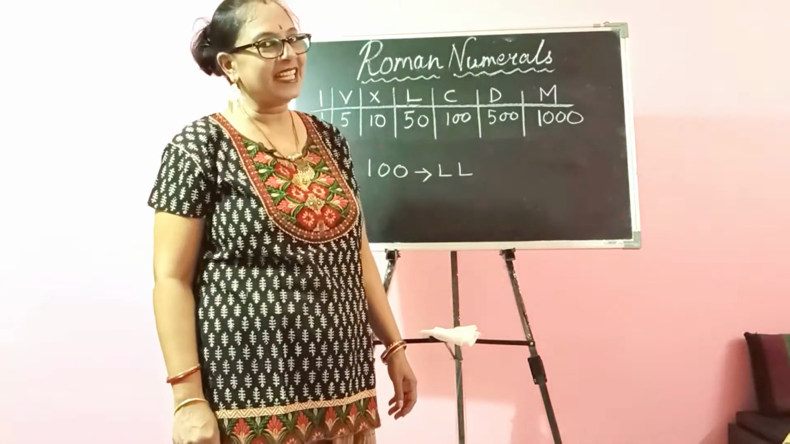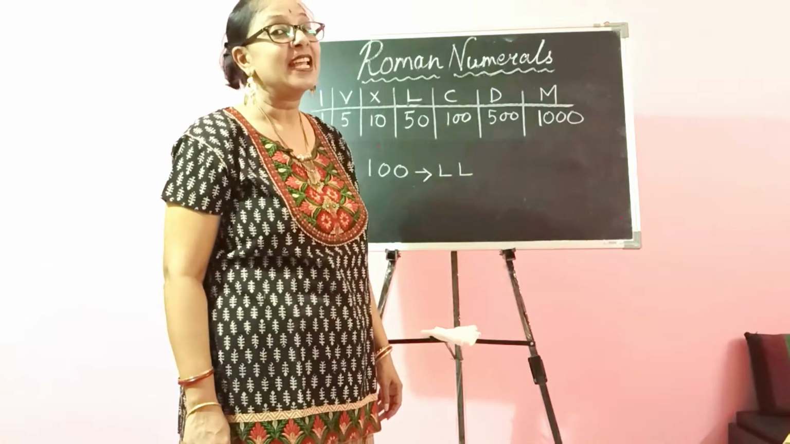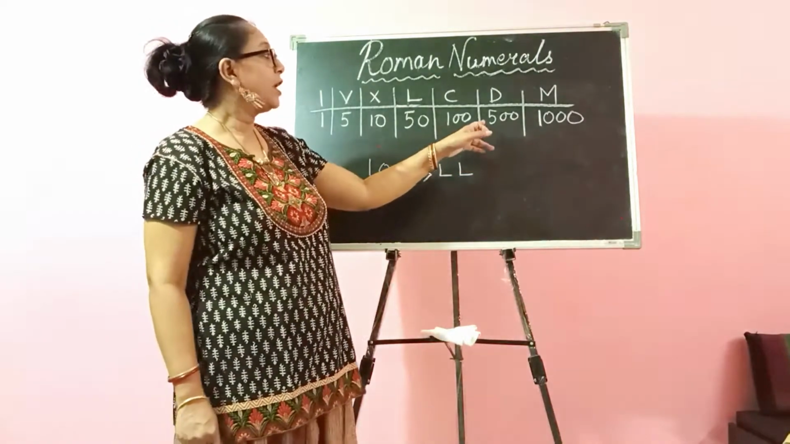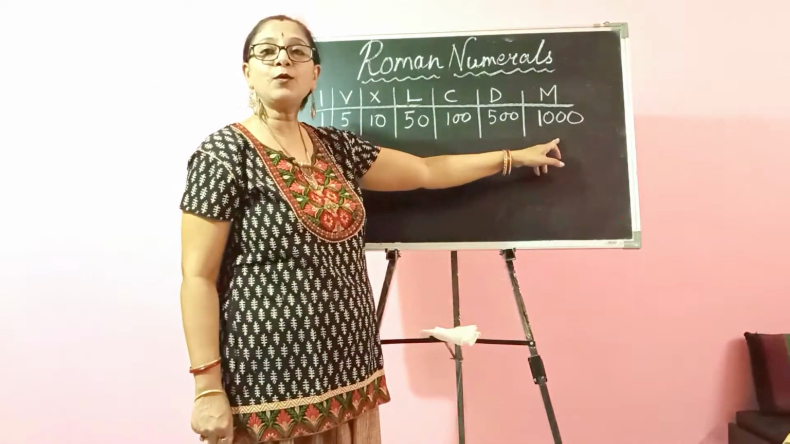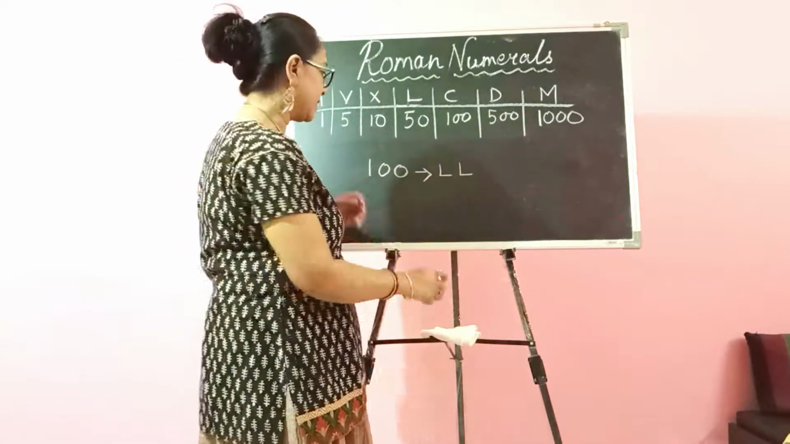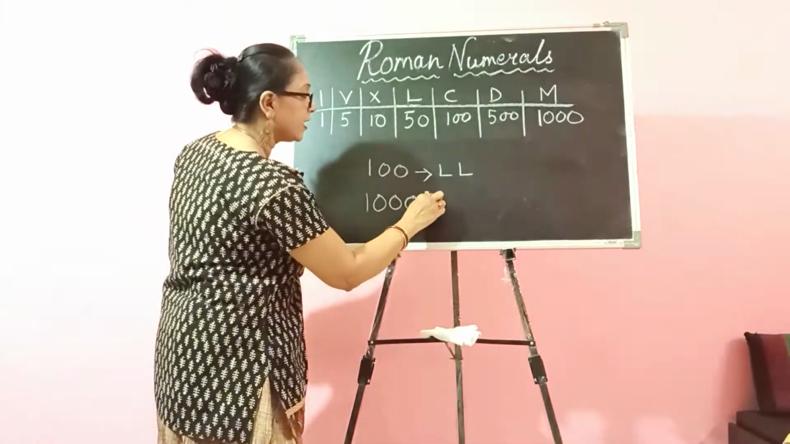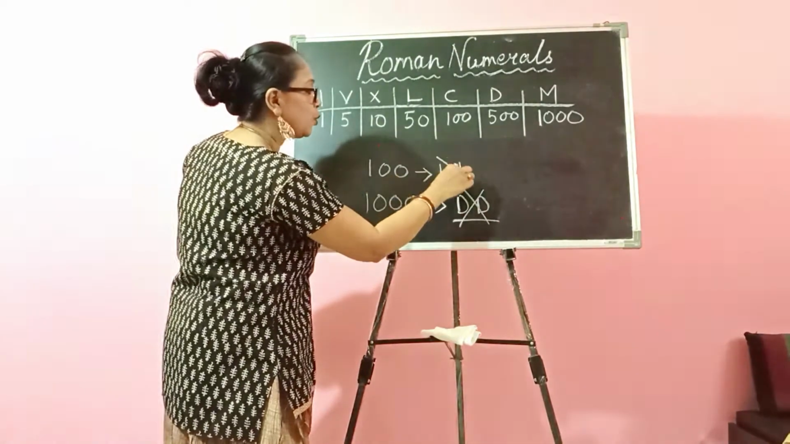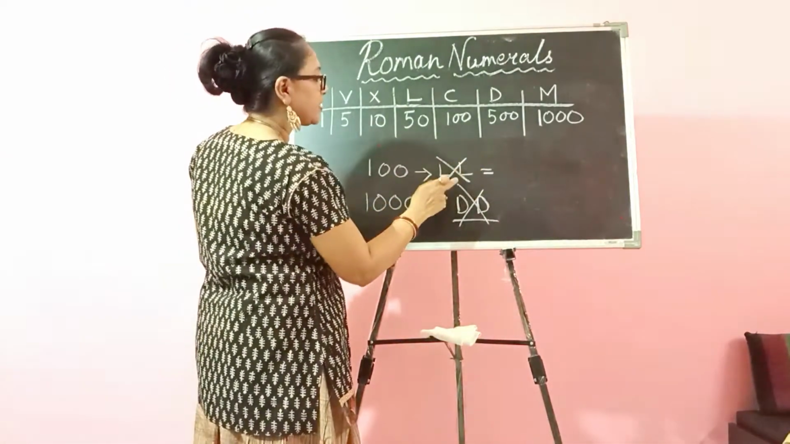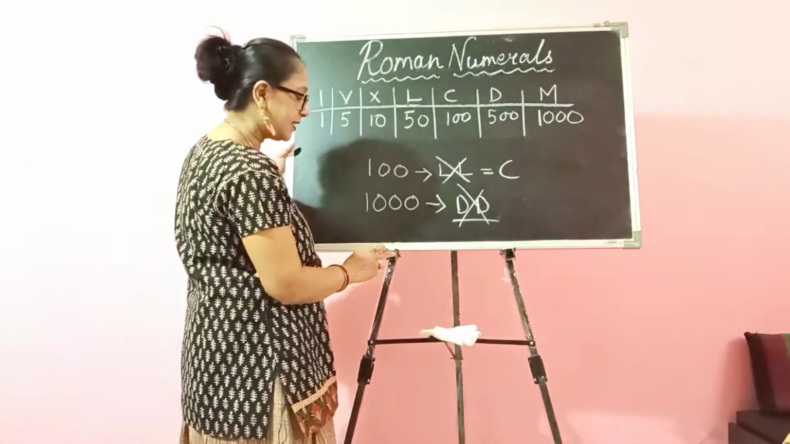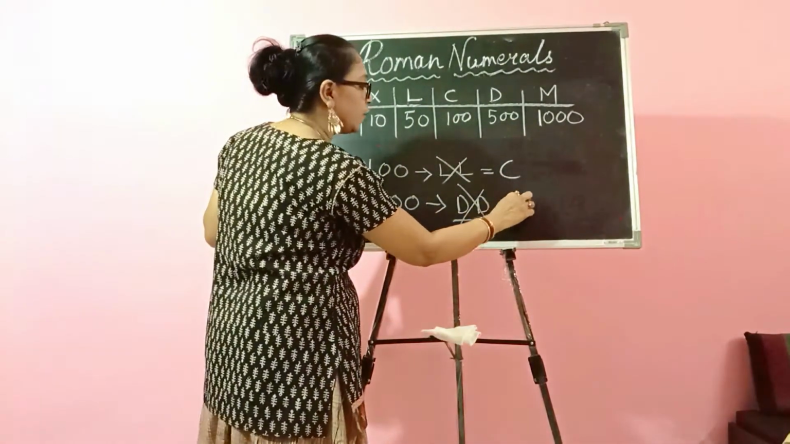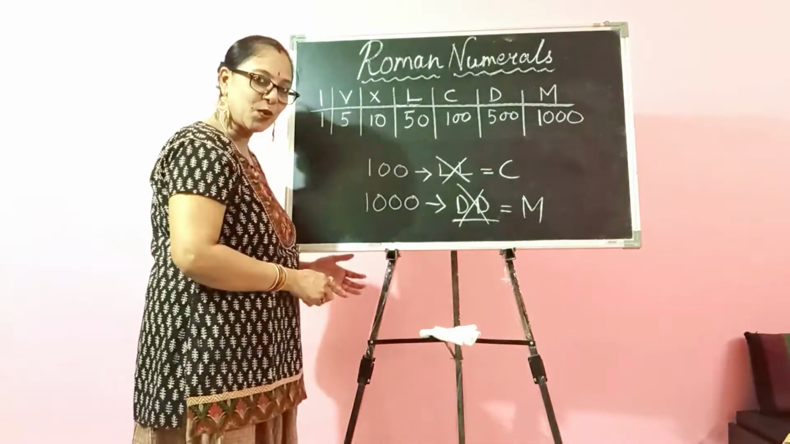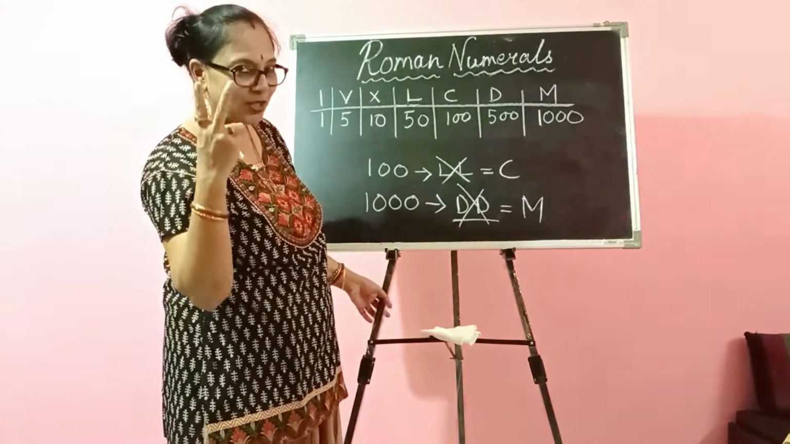Similarly, the letter D is also not repeated. D stands for 500 and it is also not repeated. If you want to write, say, 1000, you cannot write D twice. D plus D, 2 times D, is wrong. Instead, to represent 1000, we use M. We do not repeat L and D. Right? Now let's move to the next rule, rule number 2.